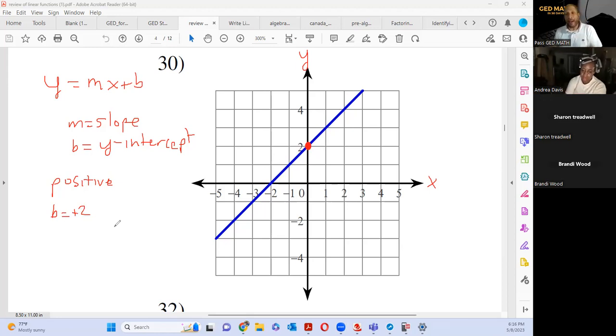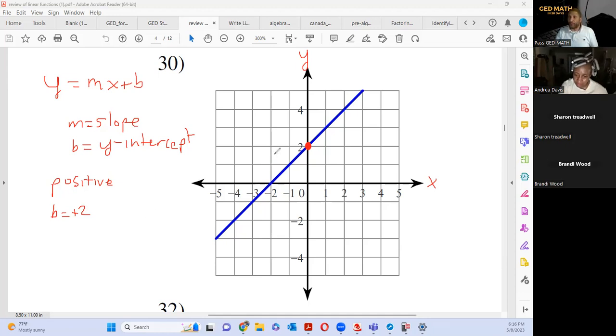So now, how many points do I need to figure out the slope? Well, I just showed you previously. There are many points on the line. There are infinite points on the line. But you need at least 2 to find the slope.